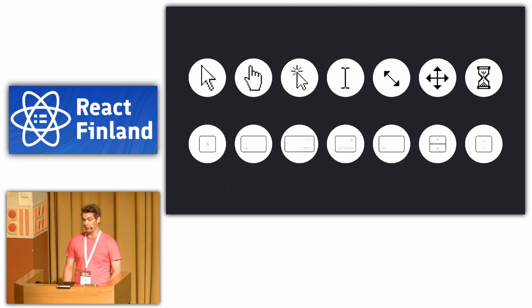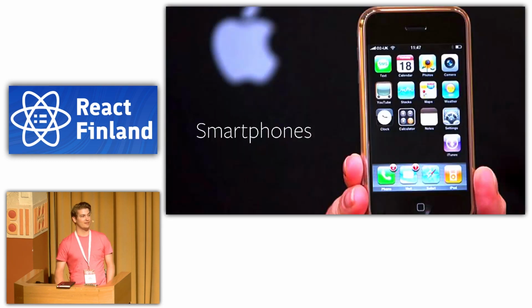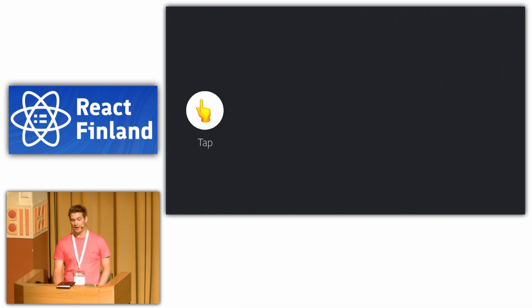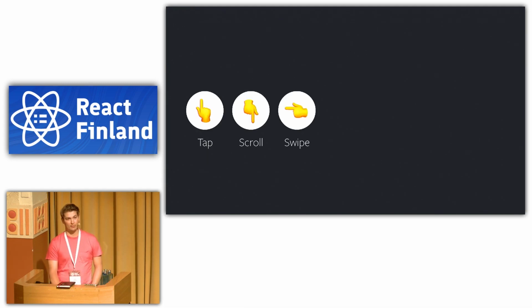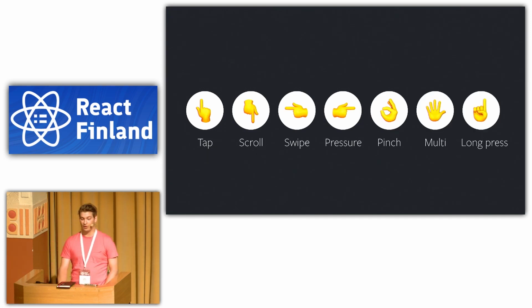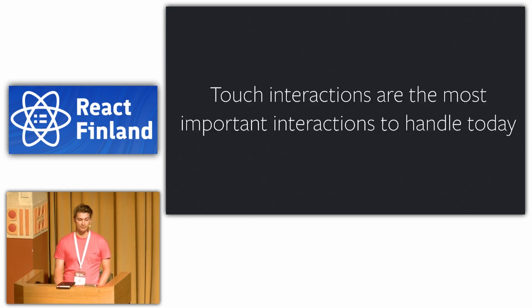Today, it's relatively easy to build websites to support these interactions. But then, smartphones. Smartphones didn't ship with a keyboard or mouse. Instead, we interact with the software through touch. And touch has a completely new set of ways to interact with UIs. We can tap, scroll, swipe, apply pressure, pinch, multi-touch, long press, and more. All of these are new and important interactions to handle on websites we build.